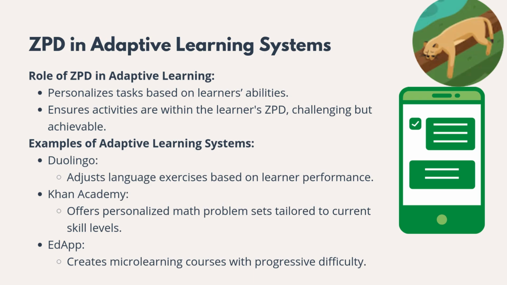For instance, Duolingo adjusts language exercises based on learners' performance, progressively advancing difficulty as they improve. Khan Academy offers math problem sets tailored to individual skill levels, ensuring learners are continually engaged within their ZPD. EDX, another example, focuses on microlearning with courses designed to grow in complexity gradually. ZPD makes adaptive learning systems not only personalized but also effective in maintaining learner motivation and progression.